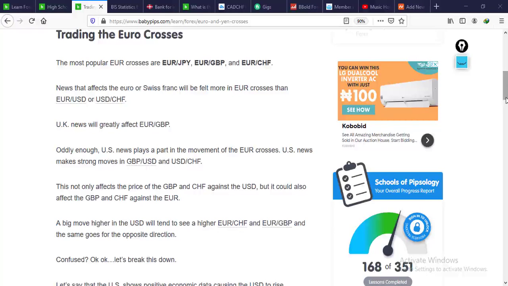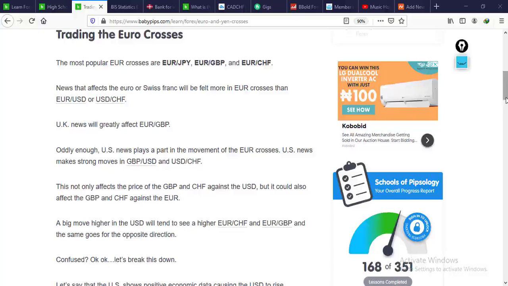Now, news that affects the euro or Swiss franc will be felt more in the euro crosses than EUR/USD or USD/CHF. UK news will greatly affect EUR/GBP because the euro is traded against the GBP. So if there's UK news and the economic data shows positive data for the British pound, the euro will drop. And also if there's great economic news that shows positive data for the eurozone, the euro will rise and the GBP will drop. Oddly enough, US news plays a part in the movement of euro crosses.